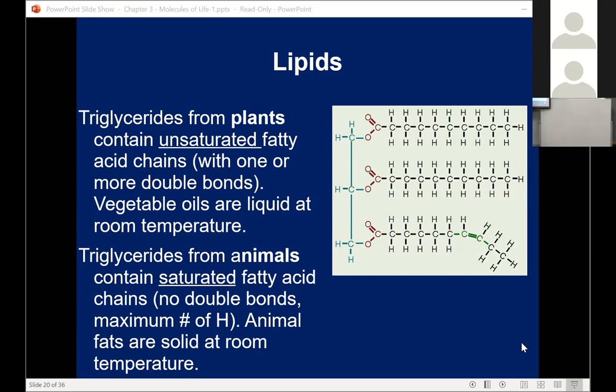Animal fats, on the other hand, have mostly saturated fatty acid chains, which are straight. Because these fats have straight, linear fatty acid chains, they can pack together very efficiently. This makes animal fats solid at room temperature. So again, if you look in your kitchen, any fat that comes from an animal source, like butter, like lard, these are going to tend to be solid at room temperature.